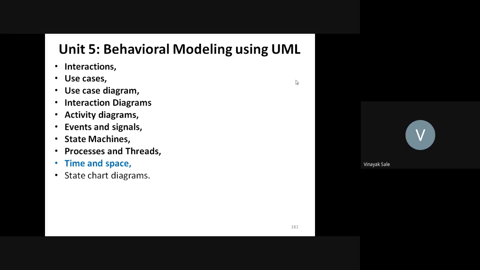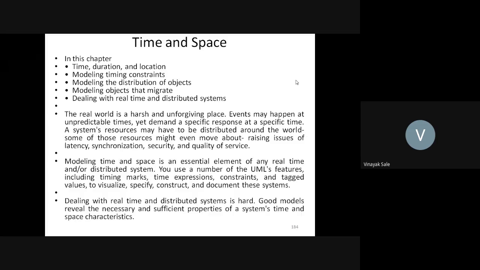So the next part is time and space. Up till now we have completed use case diagrams, interaction diagrams, activity diagrams, events and signals, state machines, processes and threads. Now, time and space regarding the UML. In this chapter we will study time, duration and location, modeling time constraints, modeling the distribution of objects, modeling objects that migrate, and dealing with real-time and distributed systems.